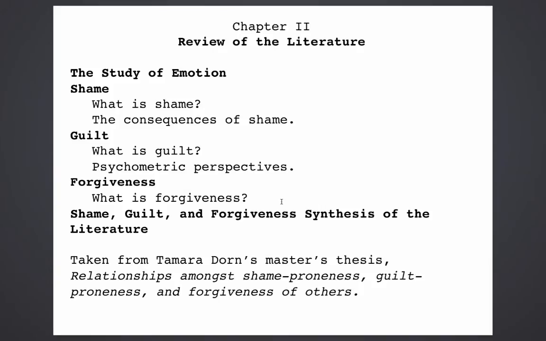It might be a short section that says what the study of emotion is and what it involves. And then you have groupings of literature based on two major constructs, three: shame, guilt, and forgiveness. And then finally, shame, guilt, and forgiveness related to one another, and the synthesis of the literature.